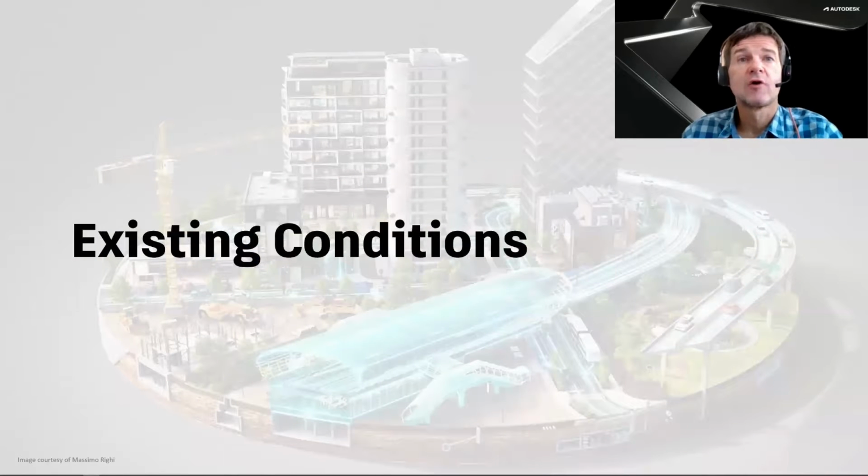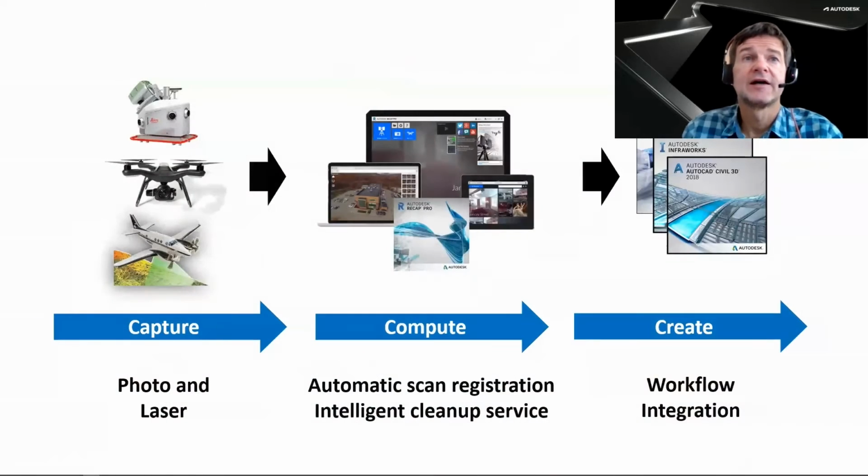So let's have a look how we can process existing conditions. If we are talking about existing conditions, as I mentioned, this is about capturing data, laser scan, and getting a really good sample of the existing road. Then we have software to compute it, and then we have software to create a design, and we will be talking about AutoCAD Civil 3D.